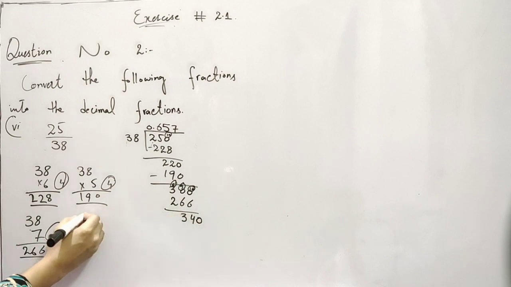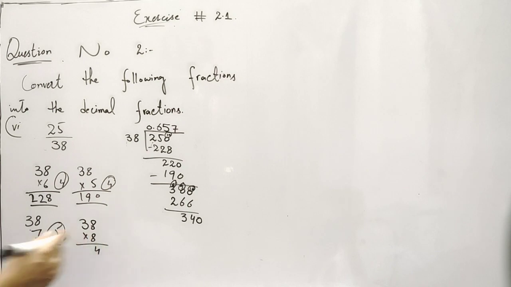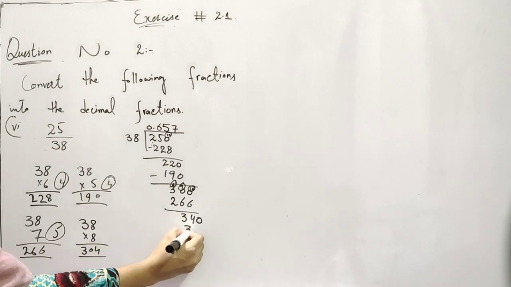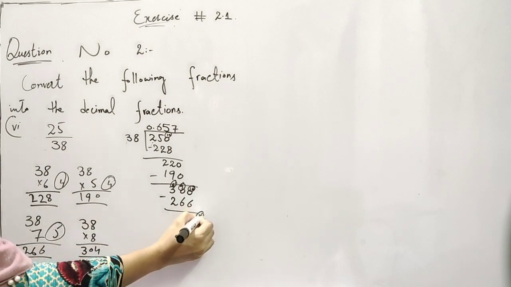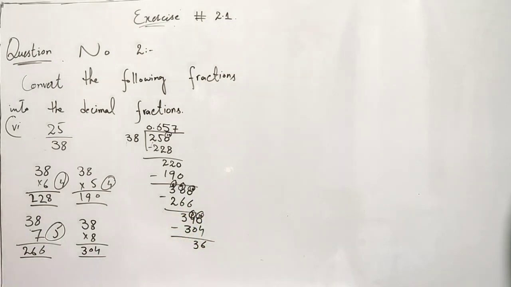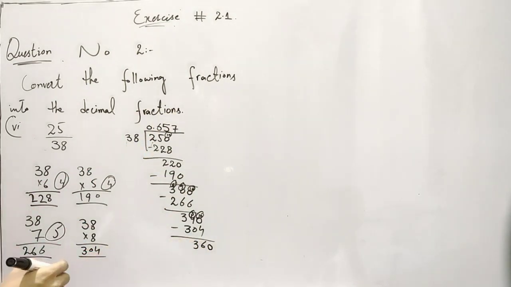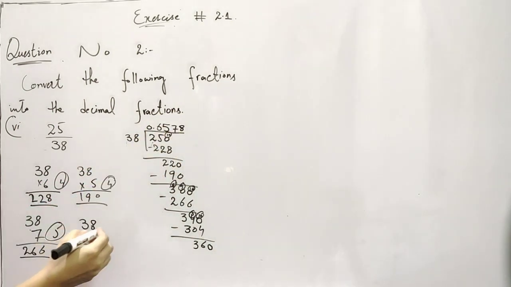Again put 0 here. Multiply 38 by 8. We will get 304. Now minus 304 from the 340. We will get 36, and 36 is also less than the 38. Again put 0 here and multiply again by 8.